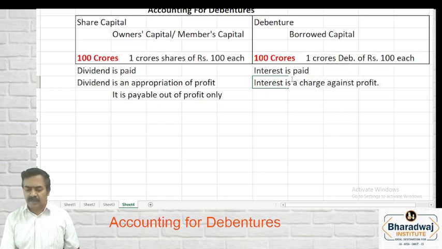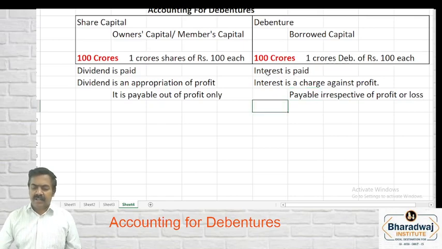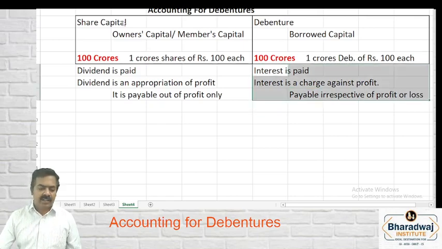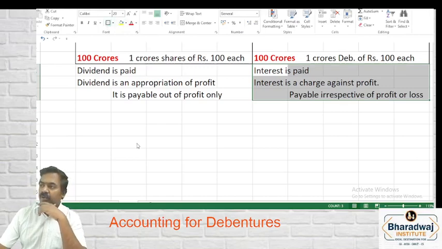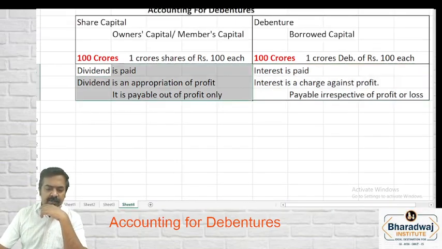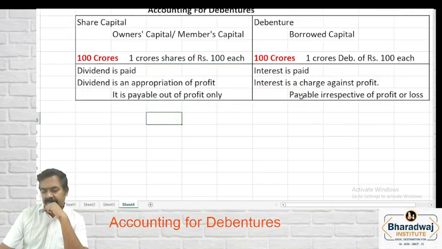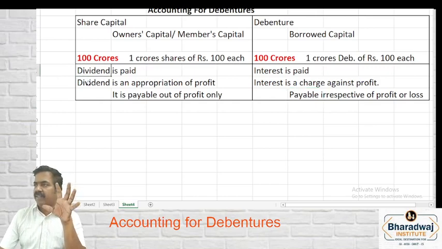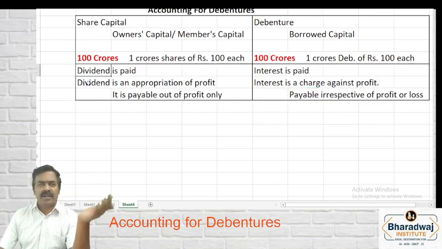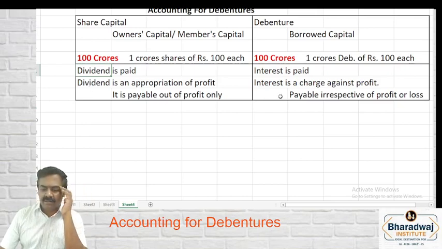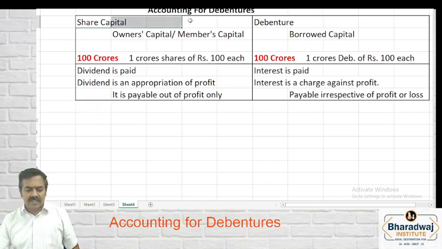What do you mean by charge against profit? It is payable irrespective of profit or loss. You must pay the interest. Can you say, sir, this year the company is in loss, I cannot pay interest? No. Interest is a charge against profit. It is compulsory to pay. But dividend is payable only when the company has profits or reserves. Past reserves can be used to pay dividend, but interest must be paid whether there is a profit or loss.